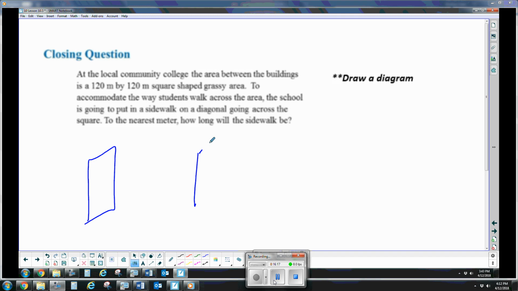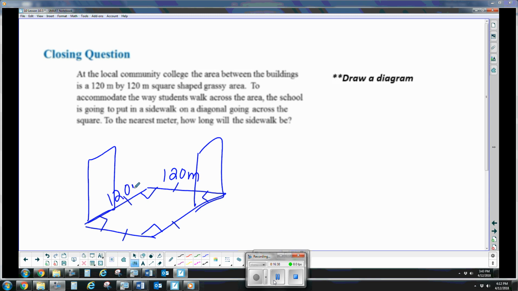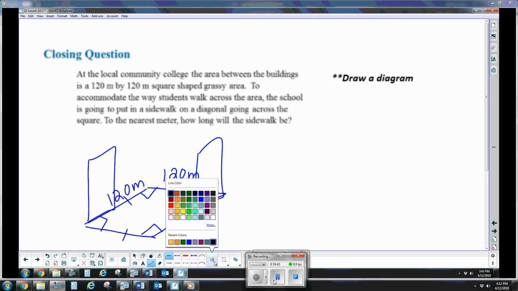So first we're going to draw our picture. So here's our 2 buildings. Here's our square grassy area. It's a square, so all the sides are congruent, and they all measure 120 meters. So what we're looking for is the diagonal of the square. That's where our sidewalk is going to go.